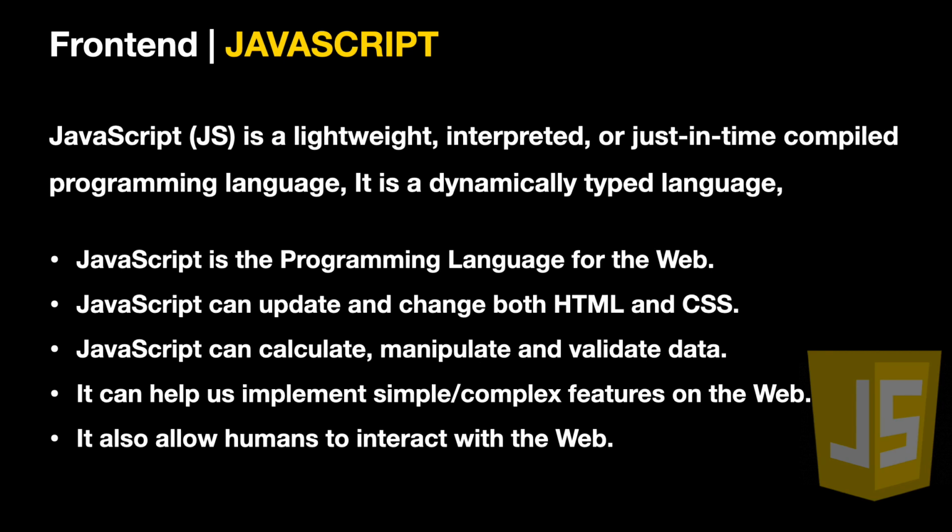Now let's go to our first programming language, JavaScript. The definition: JavaScript, or we call it JS a lot of time, is a very lightweight, interpreted, just-in-time compiled programming language. It is dynamically typed. When we get into JavaScript proper, I will give you a proper breakdown of what this term means. For now, it's good to just know the definition.